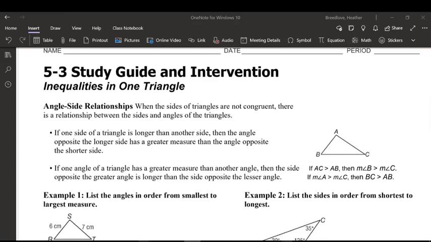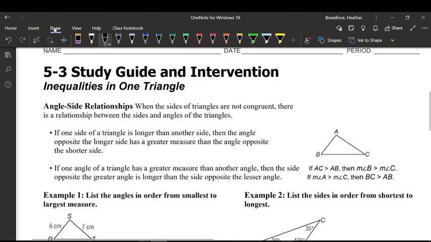Okay, so this is probably one of the most simple concepts that we're going to go over in geometry this year. It's inequalities in one triangle, section 5-3. It's the relationship between the angles and the sides. When the sides of a triangle are not congruent, there is a relationship between the sides and the angles of the triangle.